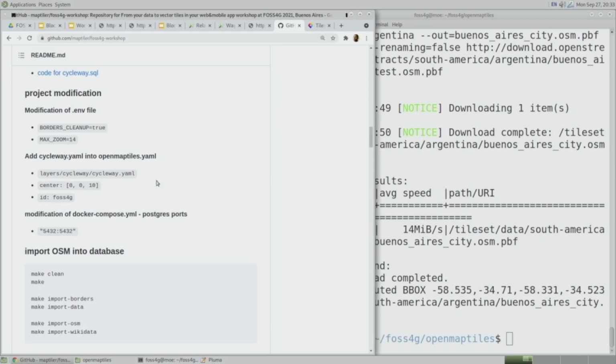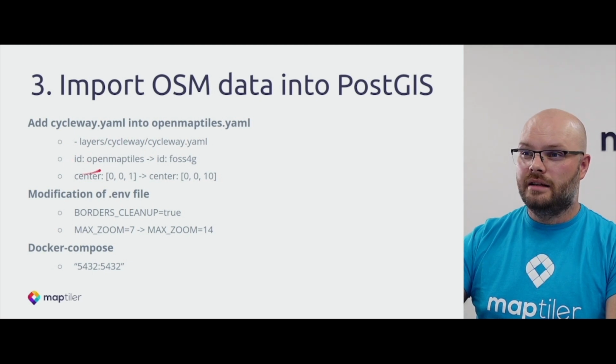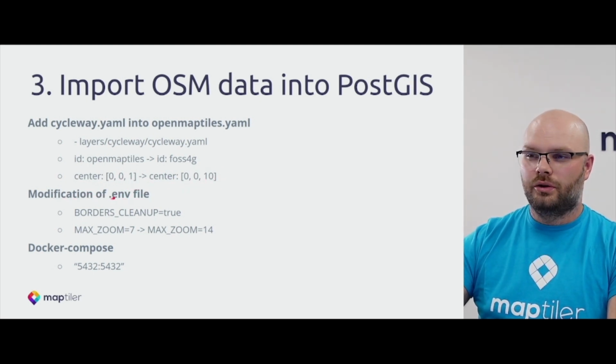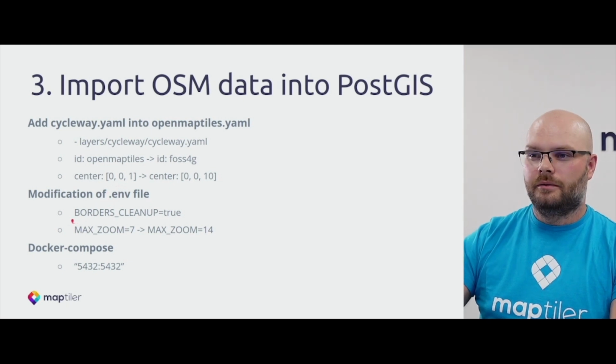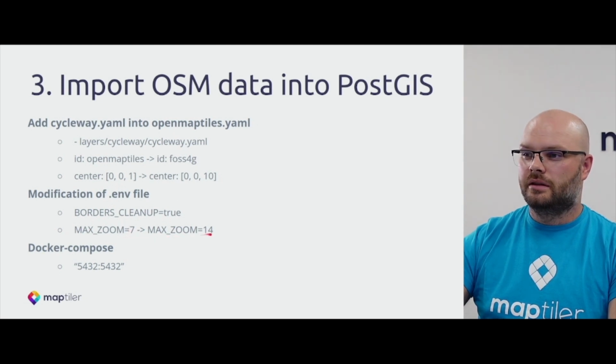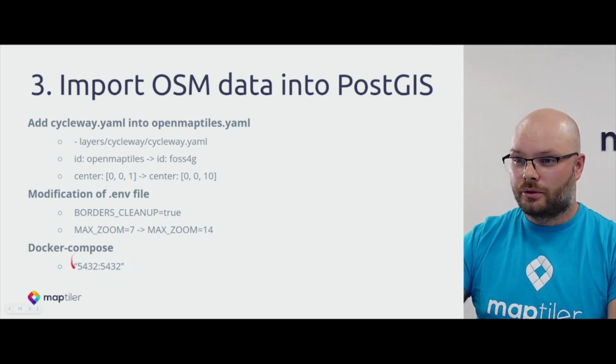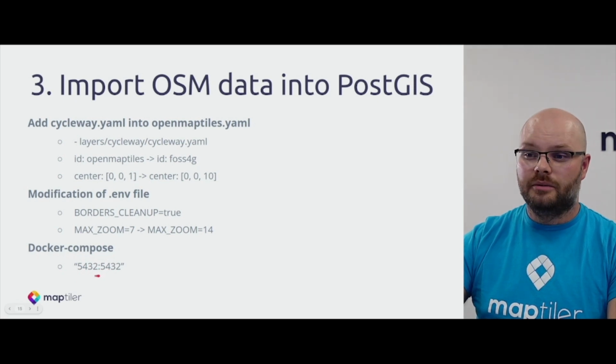Last step. So we changed the OpenMapTiles YAML by adding the configuration YAML. We changed the ID from OpenMapTiles to FOSS4G, and we modified the center zoom from 1 to 10. We also modified the env file, the target border cleanup to true, and the max zoom from 7 to 14. We also modified the Docker Compose YAML for the Postgres target to modify the ports.